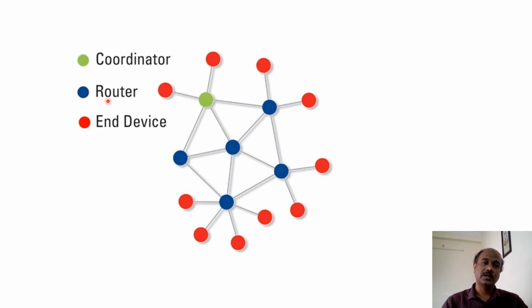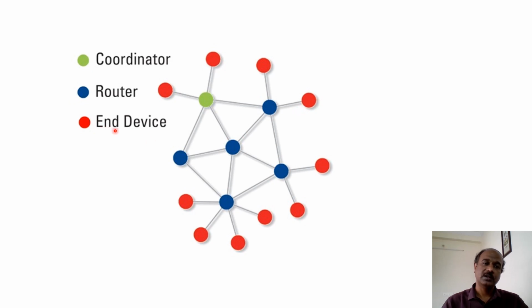Then we have the blue colored devices, which are called ZigBee routers. Each ZigBee router will be connected to its neighboring devices. As you can see, this is connected to this router, this is connected to this coordinator, and this is connected to this router again. These ZigBee routers are responsible for sending the data of one ZigBee device to another ZigBee device.